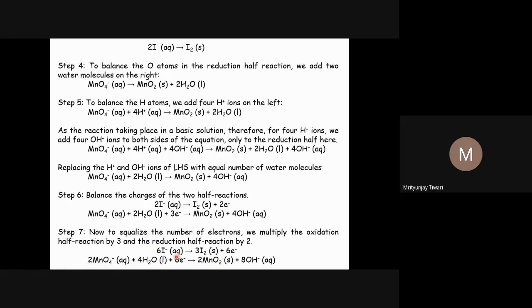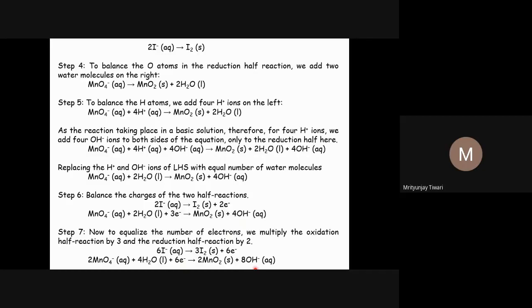And now for the second half, we multiply with 2 as we have analyzed. So 2 MnO4 minus plus 4 water, because 2 water molecules were already there, 2 into 2, 4 water molecules, plus 2 into 3, 6 electrons, gives 2 MnO2, because 1 MnO2 was there, so 1 into 2, plus 4 OH minus, we multiply it with 2, so 4 into 2, 8 OH minus ions are there.